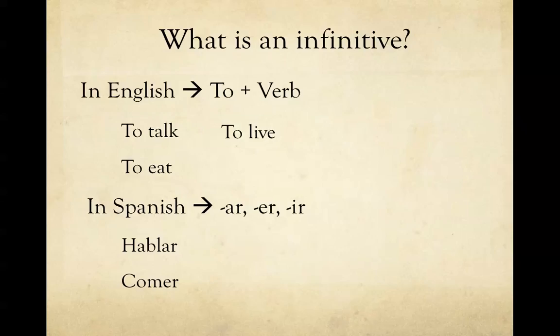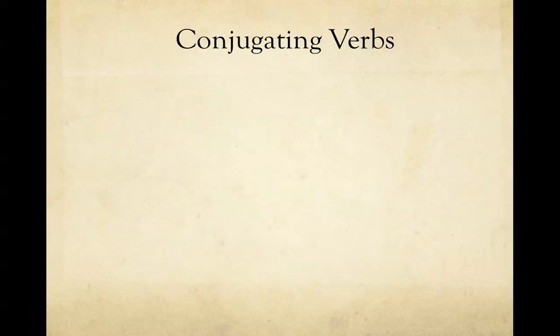Comer is also in the infinitive, but it is an ER verb. And then vivir is also an infinitive, but is an IR verb. Now, we have to distinguish between these three types of infinitives because they will require different conjugations depending on whether it is AR, ER, or IR. Something that we will get into a little bit later. For now, let's look at conjugating verbs.